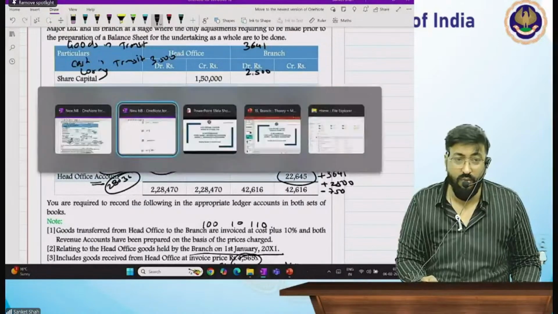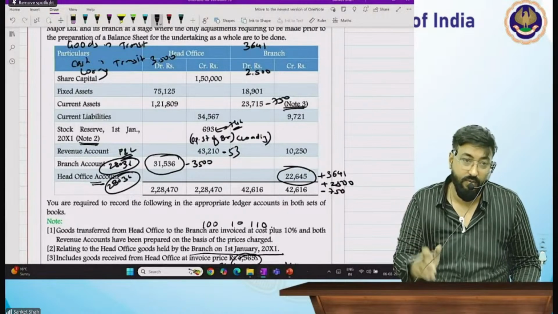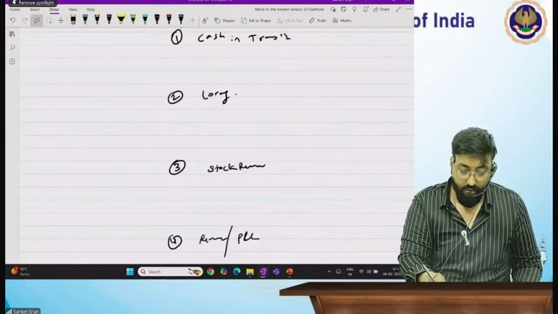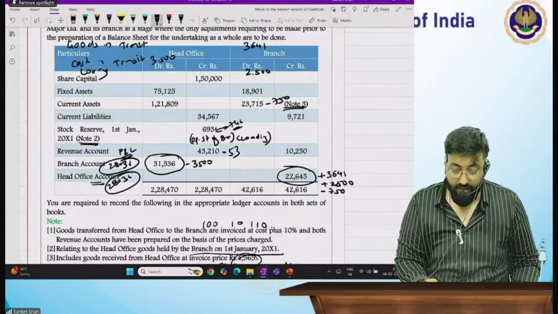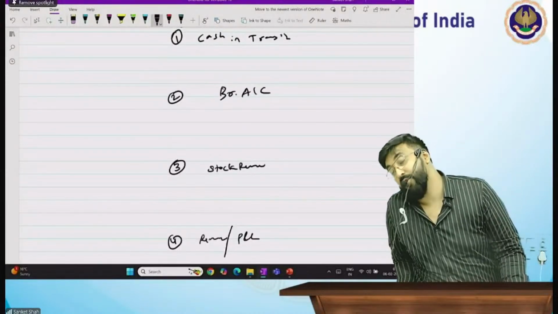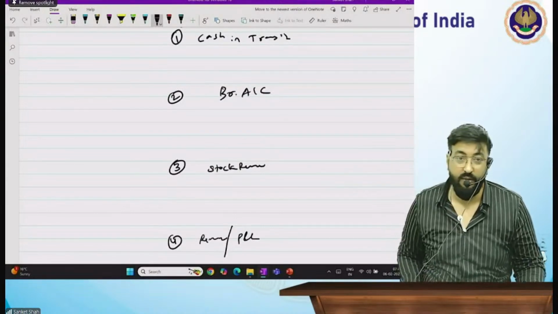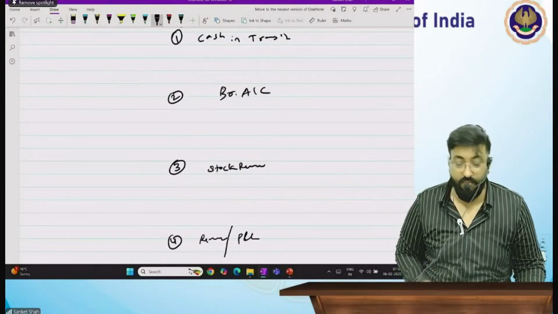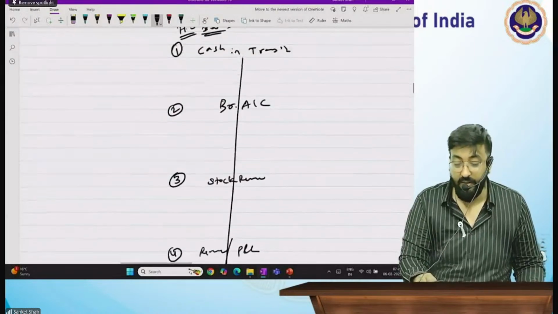So I'm asking, it's not there? No, branch has not recorded that. In head office books you have to... Oh, correct, okay. Sorry, it's my mistake. Lorry, I won't record over here. Cash in transit, and then I will change that branch account. Sorry, lorry is in the books of the branch. Okay. So whether it has opening balance, beta?